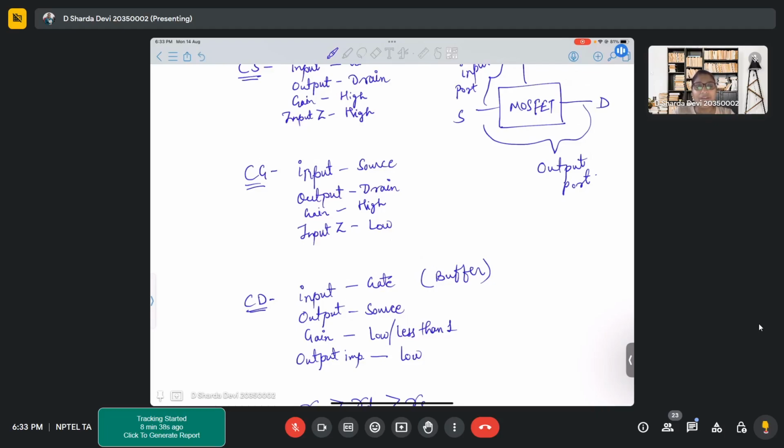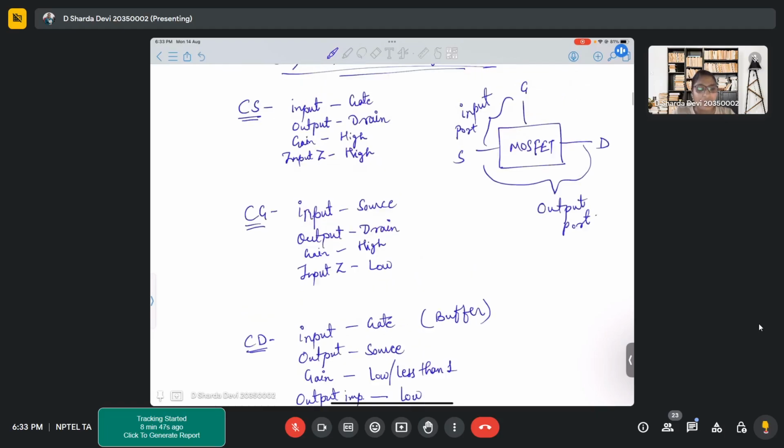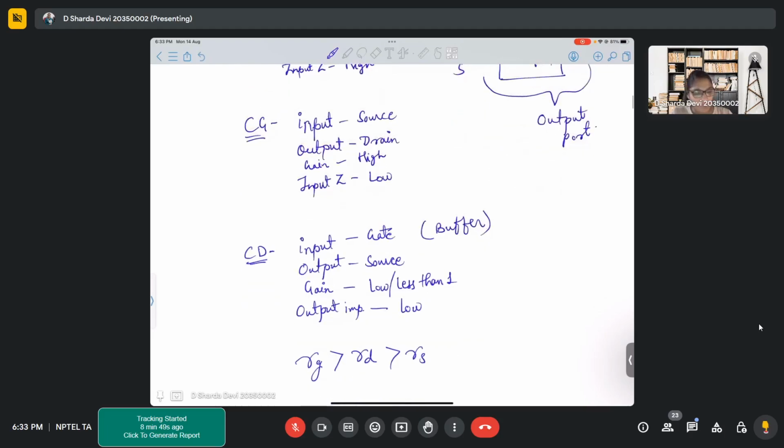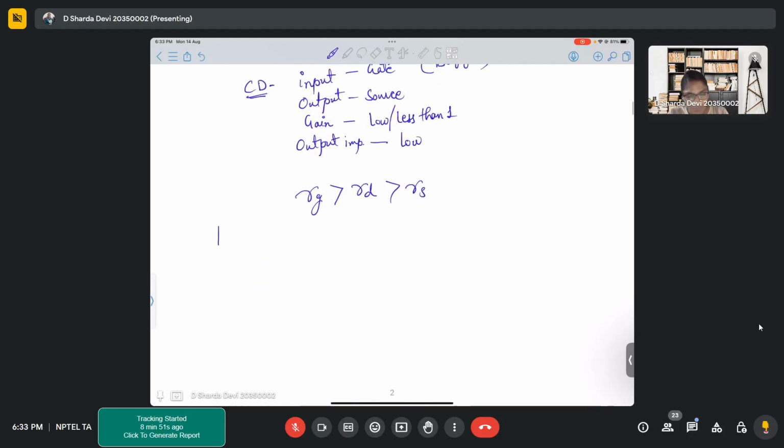Have you heard of loading effect? What is loading effect? Anyone? Input adjusts as per the load changes.